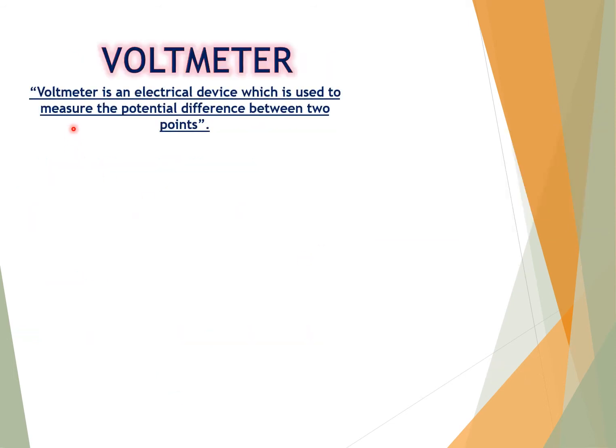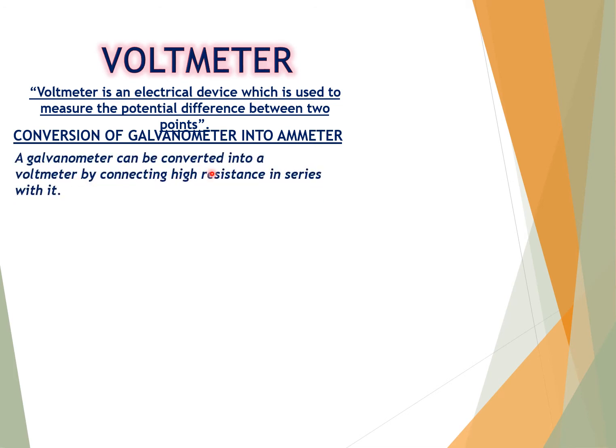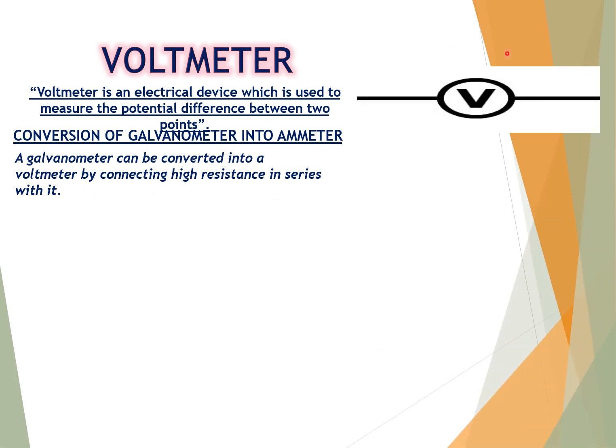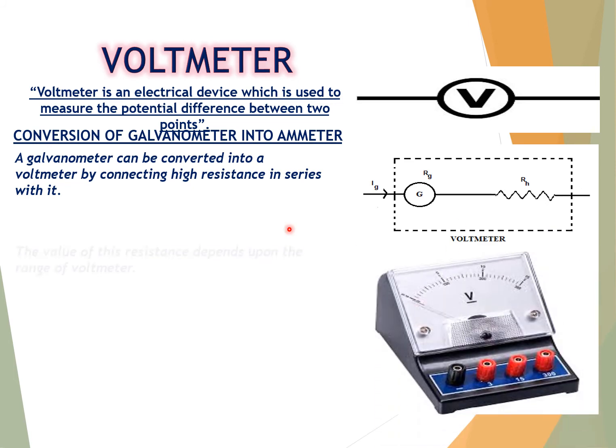Voltmeter. A voltmeter is an electrical device which is used to measure the potential difference between two points. Conversion of galvanometer into voltmeter. A galvanometer can be converted into a voltmeter by connecting a high resistance in series with it. A voltmeter is represented by this symbol. We can convert a galvanometer into a voltmeter by connecting a high resistance RH in series with the galvanometer. So this connection gives us a voltmeter.